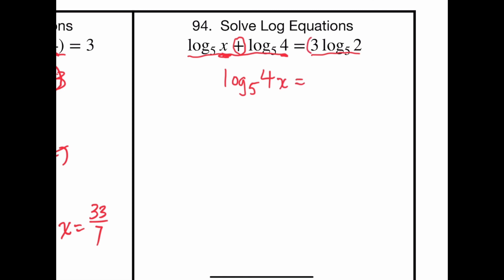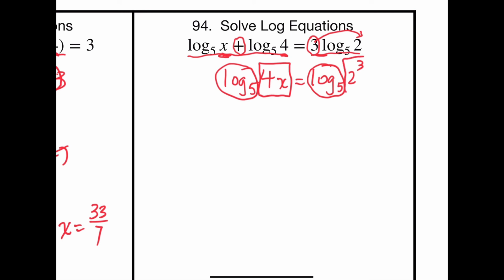On the right side, since I have a 3 out front and these are being multiplied, remember that indicates an exponent. So this would be log base 5 of 2 to the third. Now, since both of these say log base 5 equals log base 5, it indicates my argument 4x must be equal to the other argument 2 to the third. That's the only way those two could be equal. And so my equation would just say 4x equals 2 to the third is 8. Now I just have to divide both sides by 4. 4 divided by 4 is 1x, and I would find out that x equals 2.